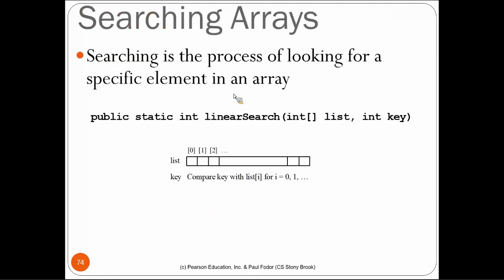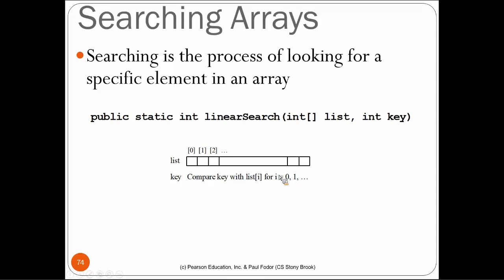So what about searching arrays? Searching arrays is a method that basically takes a list and a key. And the key may or may not be in the original list. So how do we actually do it? The simplest mechanism, which is called linear search, requires comparing the key with every element from the list, list of i, for every index in the list.